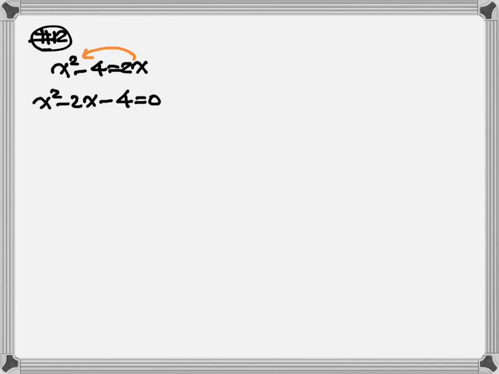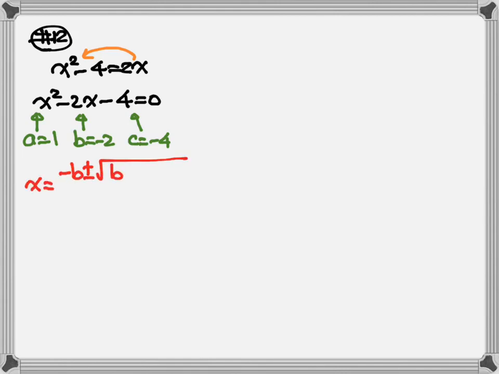Then after that, we need to find out my a, b, and c. My a is the number in front of the x squared, so equal to 1. My b is the number in front of the x, so it's -2. C is the last number, which is -4. Now let's write down the quadratic formula. So x is equal to -b plus minus square root of b squared minus 4ac over 2a.